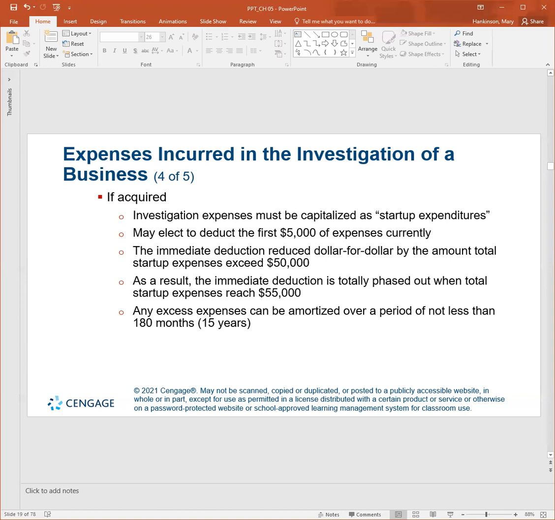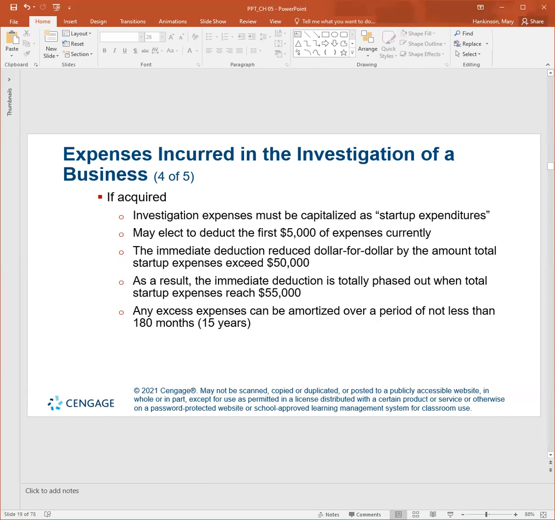If the taxpayer is not in a business that is the same or similar to the one being investigated and actually acquires the new business, the expenses must be capitalized as startup expenditures. However, the taxpayer may be able to deduct up to $5,000 of startup expenses in the month in which the business begins. This immediate deduction is reduced dollar for dollar by the amount total startup expenses exceed $50,000.